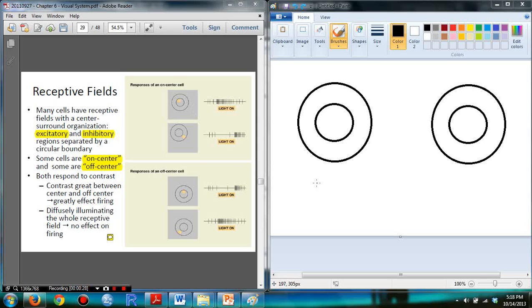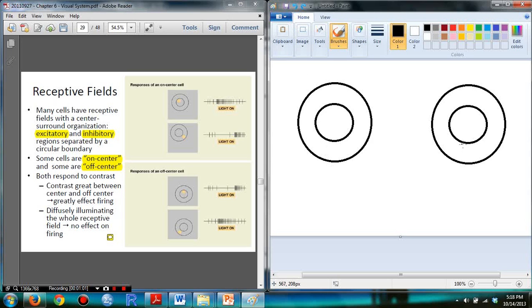Let's talk about the on-center cell over here. Let's say we shine a light on the inner circle, and then you would see that the cells are firing. However, if we shine a light on the outer region, you don't see any firing. What this tells you is that the inner circle is the excitatory area, while the outer circle is the inhibitory area.